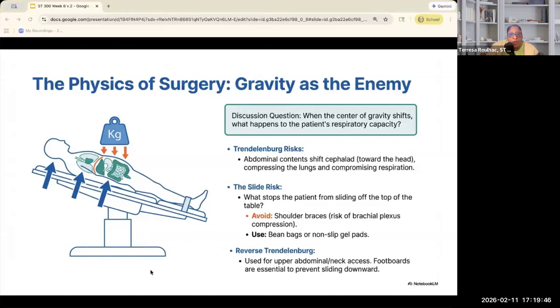Now, once gravity starts pulling, we ask, what's stopping the patient from sliding? Shoulder braces sometimes we'll put in are helpful, but we have to make sure that we're careful with the brachial plexus so that it doesn't get injured. We rely on bean bags, non-slip pads, and really just a lot of thoughtful support. When we have reverse Trendelenburg, gravity works in the opposite direction. The footboards and their securing positions are so important because we're trying to prevent shear injuries.